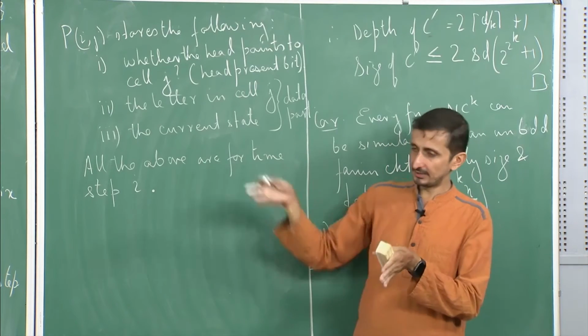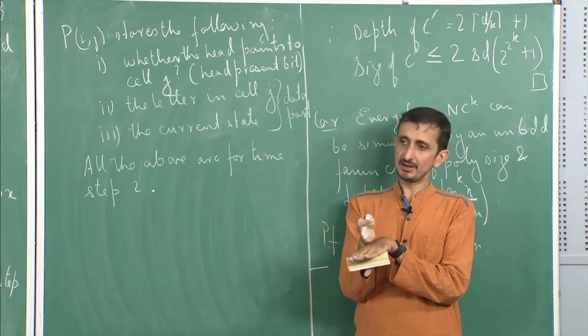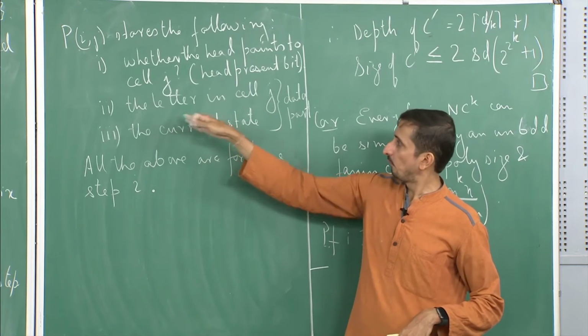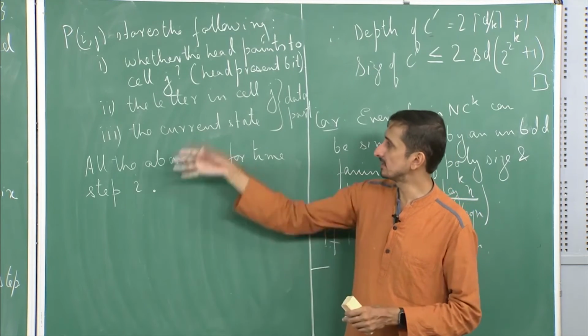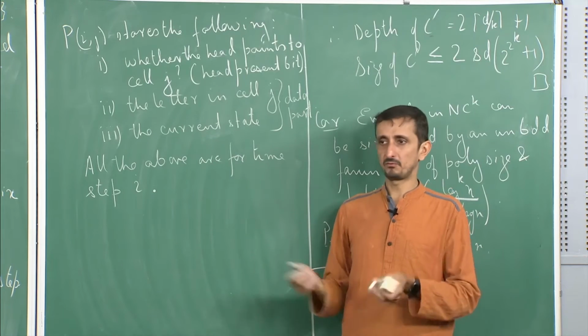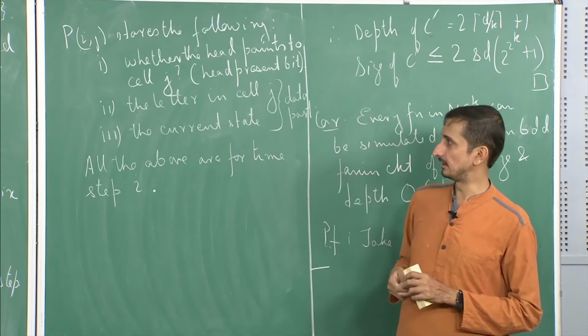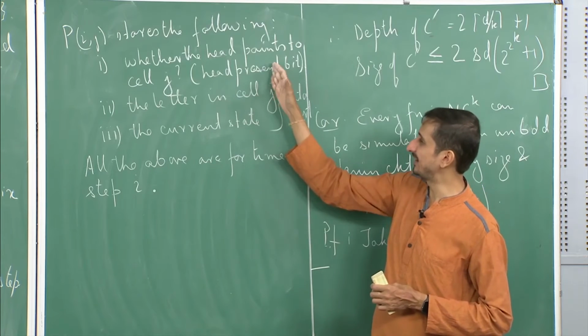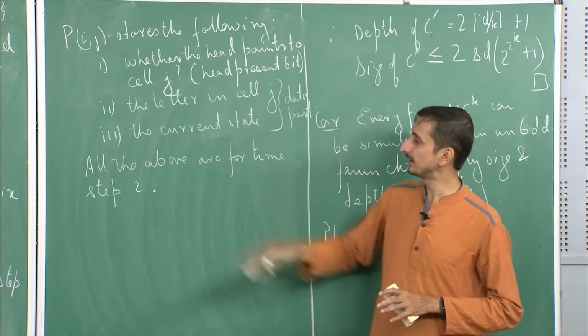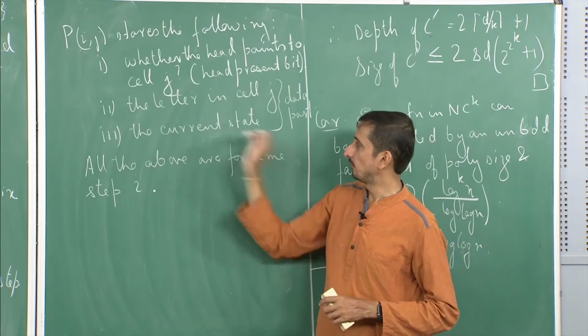Okay, so whether the head is pointing to cell J or not at any time I, what is the letter in cell J at any time stamp I, and what is the current state when the head is pointing over here. If the head is not pointing, the current state does not matter, but anyway we can keep something. What is the current state?